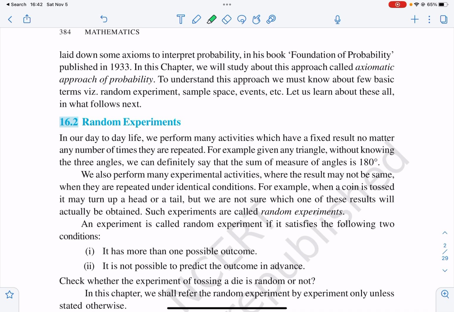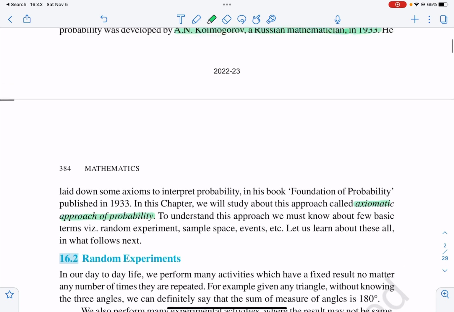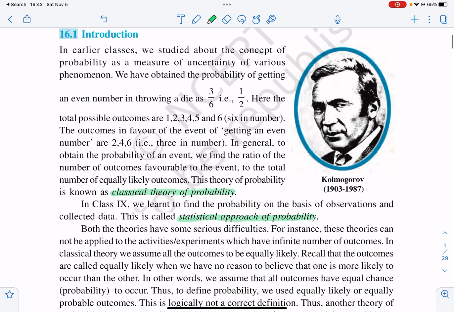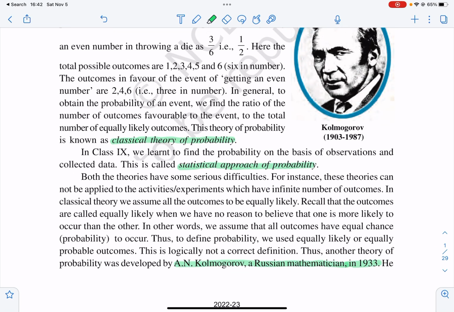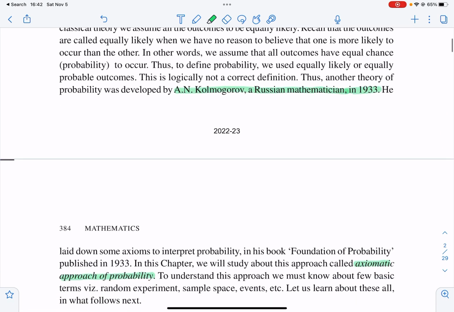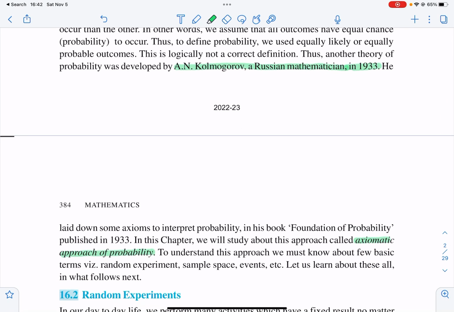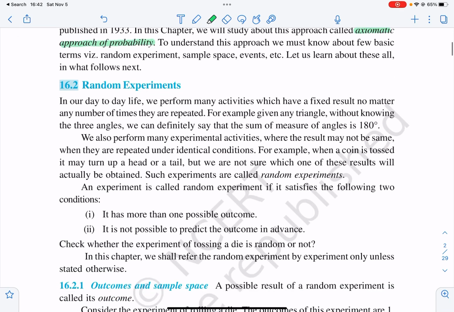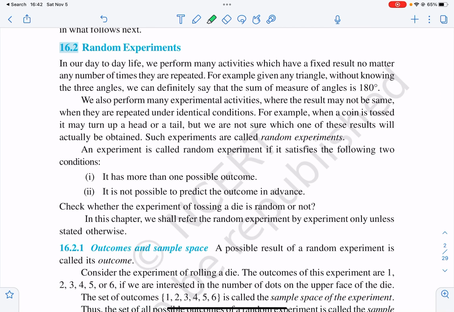And what we are going to study in this chapter is going to be called the axiomatic approach of probability. So the key idea here is what you learned in class 9 can be called the classical theory of probability or the statistical approach to probability, and the one that we are learning is known as the axiomatic approach to probability, which was developed by A.N. Kolmogorov, a Russian mathematician, in 1933. So that's the introduction to this chapter.